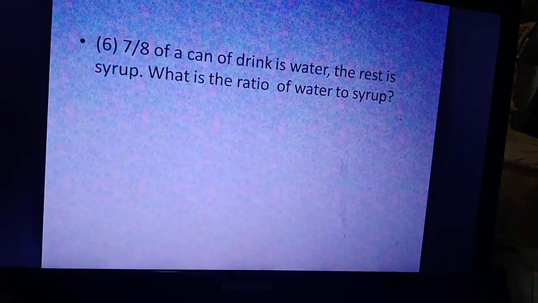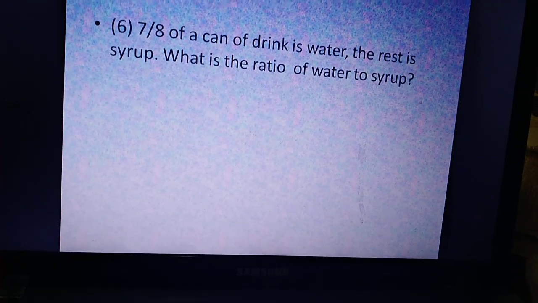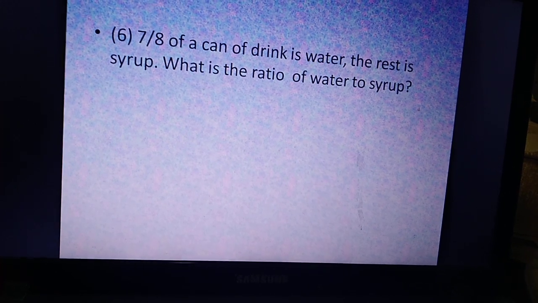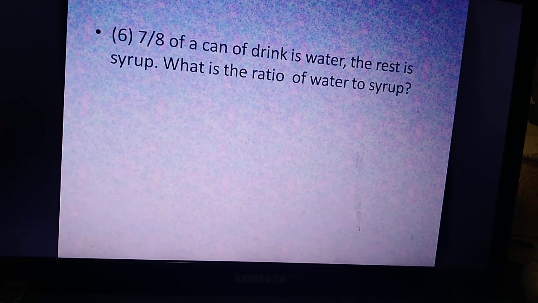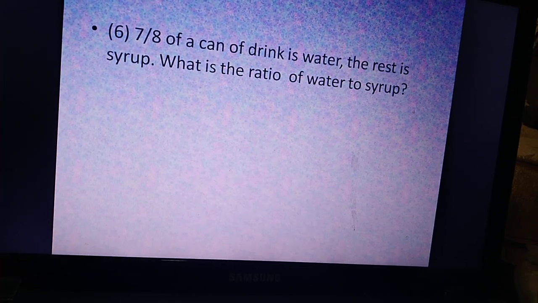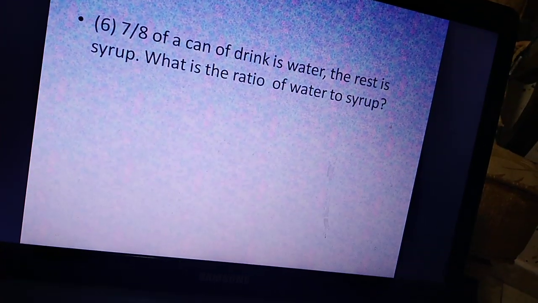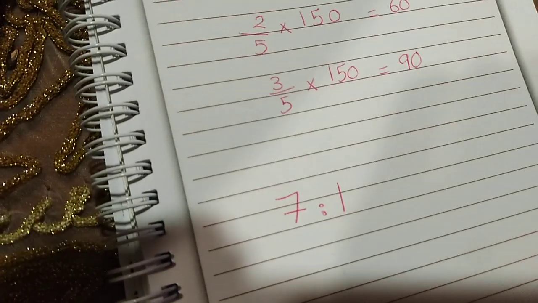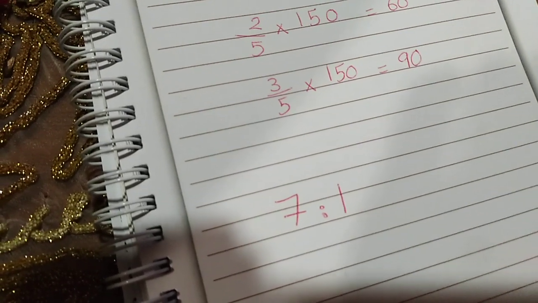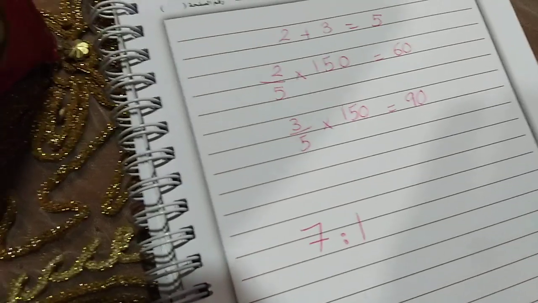Now the question wants a ratio. It doesn't want a fraction. So to write a ratio, I must think about the number of parts of water, which is obviously 7. Now how many parts are syrup? 1. So the ratio of water to syrup is simply 7 to 1, which is written exactly like this. If the question wants us to calculate the ratio of syrup to water, we must flip the ratio. It must become 1 to 7.